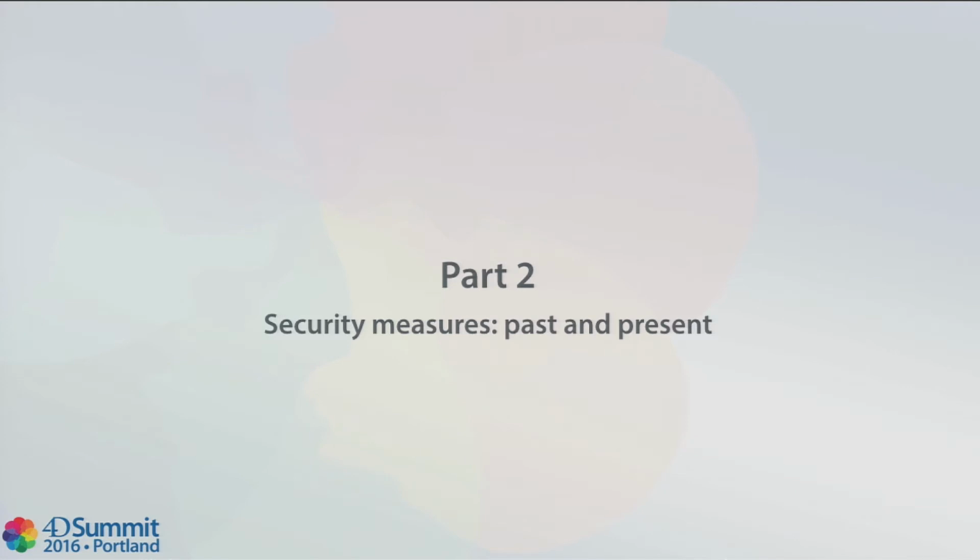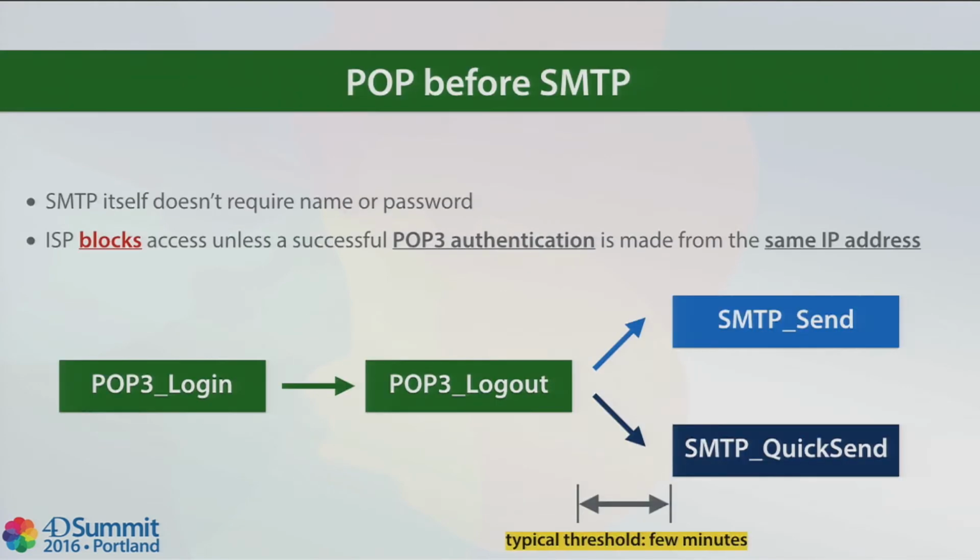Now, switching topics, security measures. When email first came into existence, it was mainly used between academics trying to exchange information across the world. There was no authentication, there was no encryption. It was just an open world, and it was a naive world, you could say.